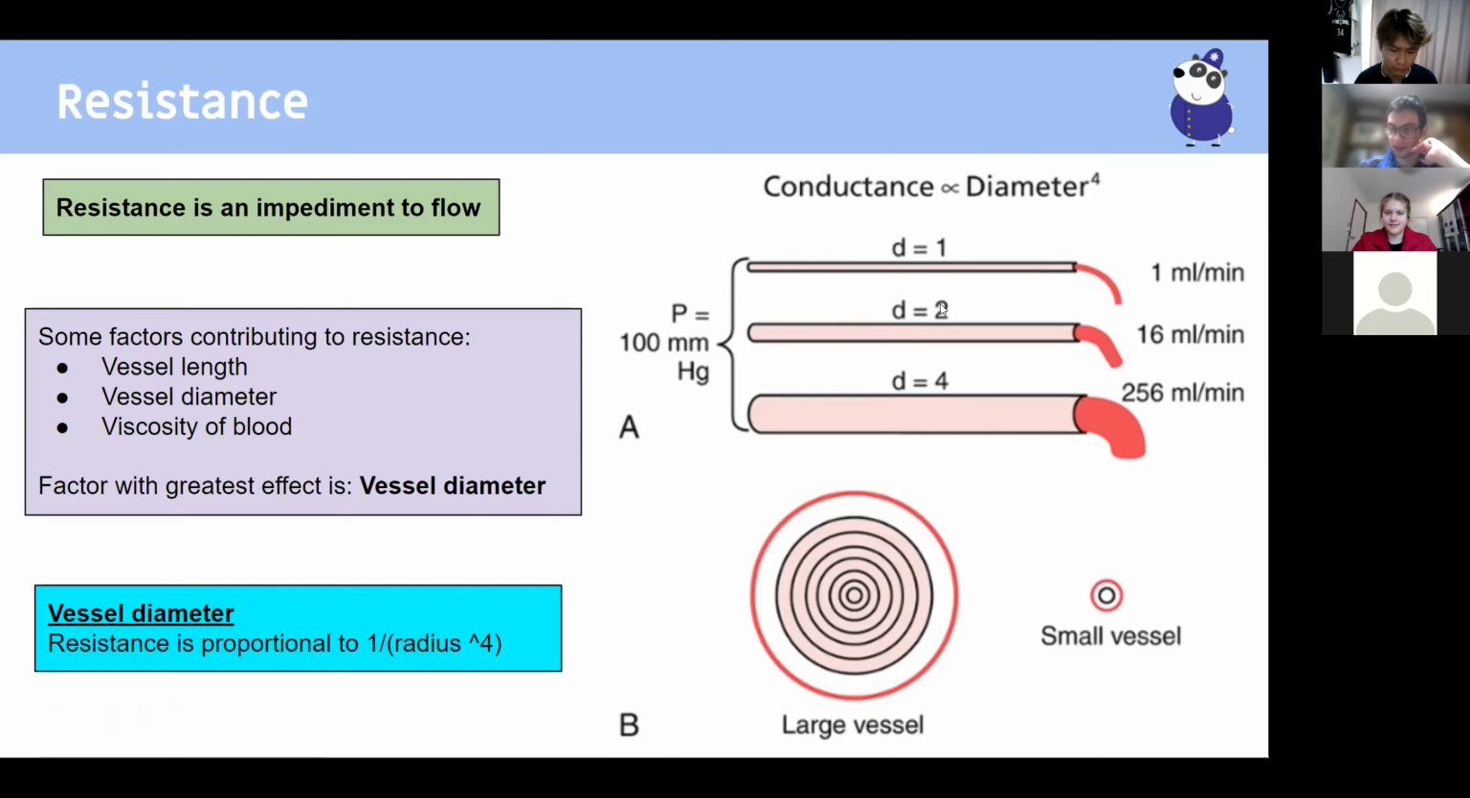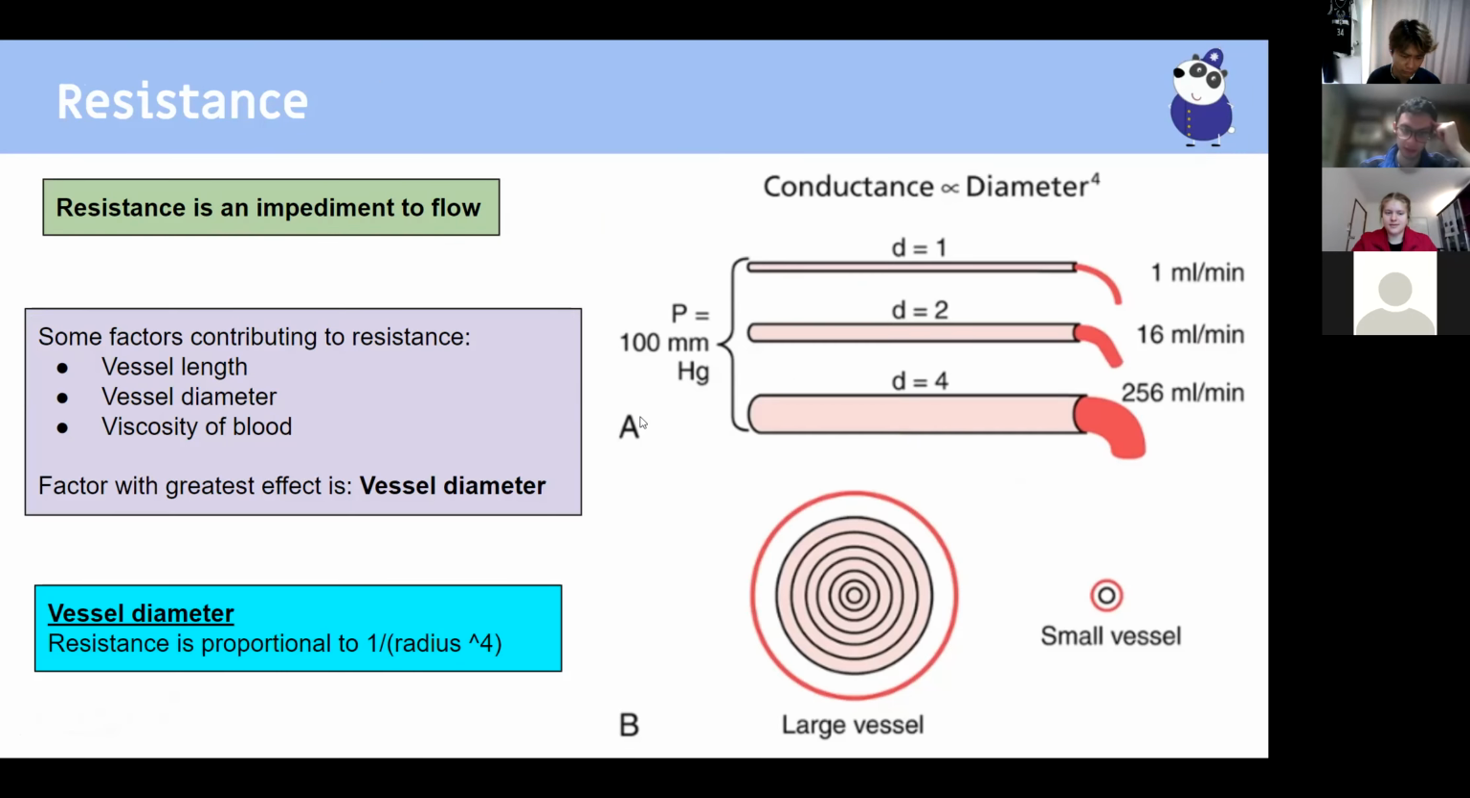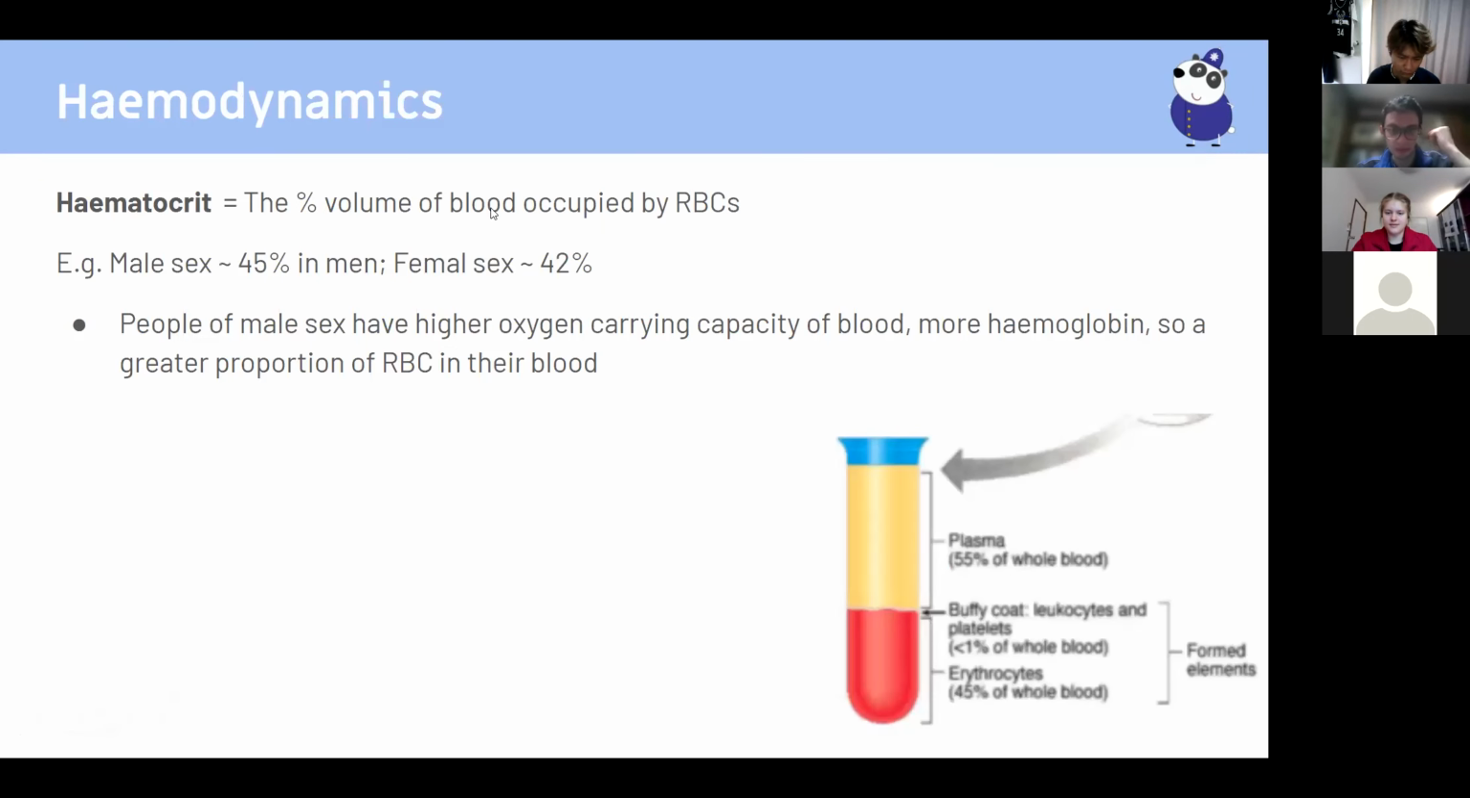That's where these numbers come from. These are to the power of 4. So all they're doing is doubling here, and then these are increasing by a power of 4. Makes sense. Wonderful. Tell me if it doesn't for anyone. But if you just remember this, you'll be fine. The resistance is radius to the power of 4, and the most important factor of resistance is vessel diameter.